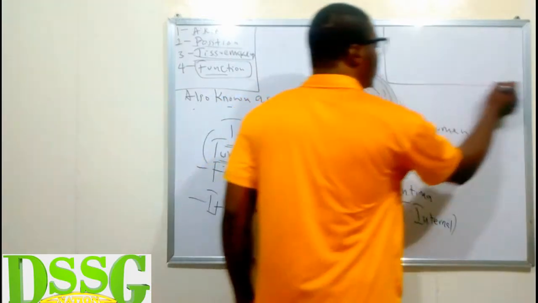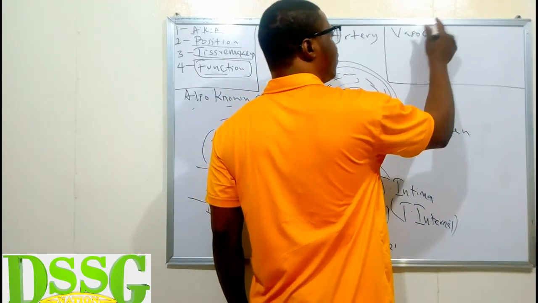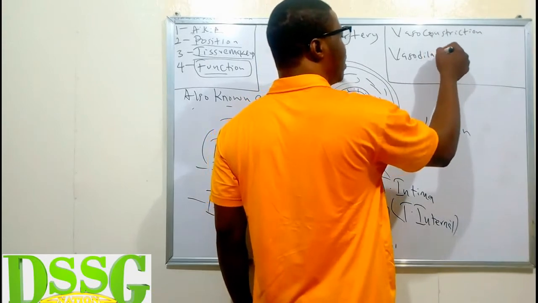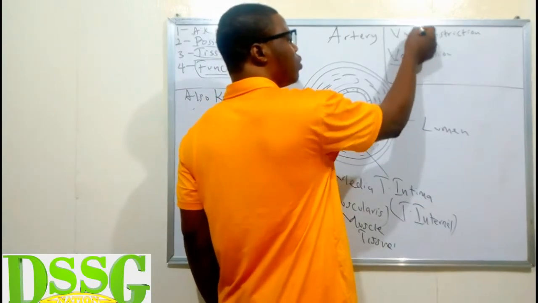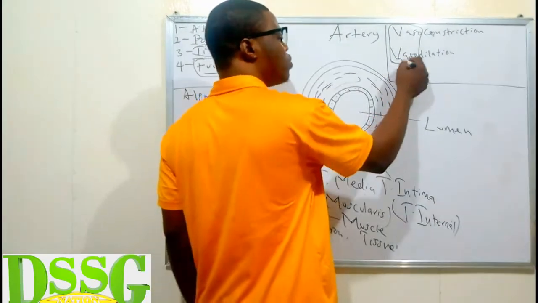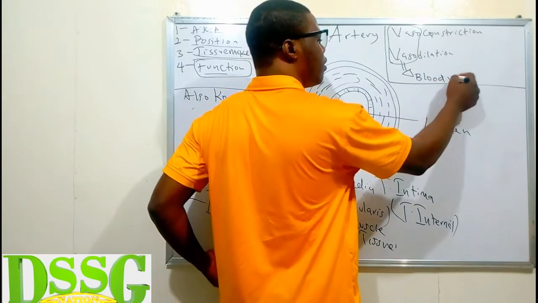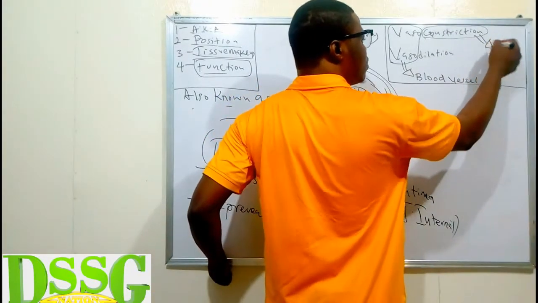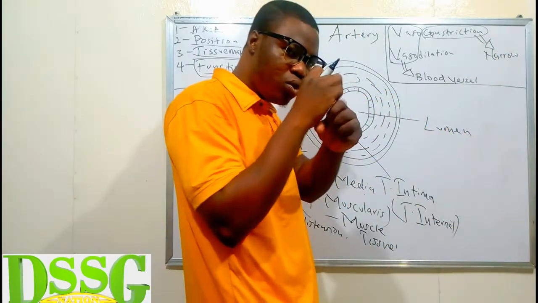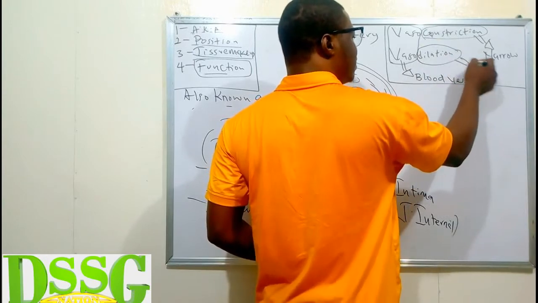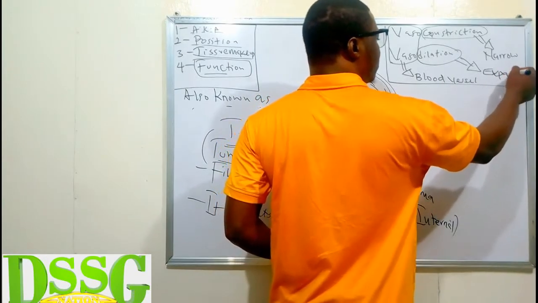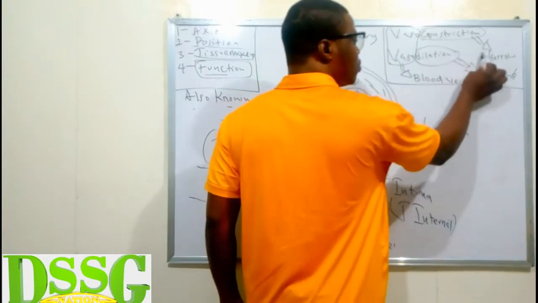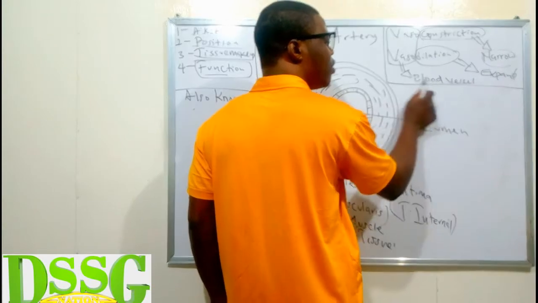There are some terms in anatomy called vasoconstriction and vasodilation. You see this vaso behind those words. This vaso means blood vessel. The word constriction is from constrict, and constrict means to narrow. And dilation means to expand. So when you say vasoconstriction, it means the blood vessel constricts, it narrows. And if you say vasodilation, it means the blood vessel expands.